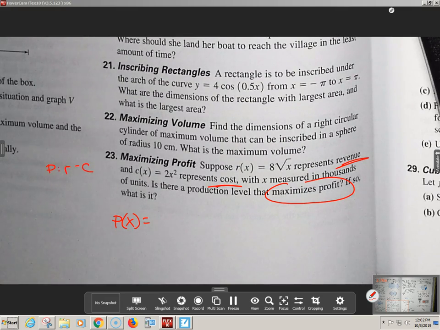R minus C. Yeah. So wouldn't it just be 8 square root of X minus 2X squared? What's your job? Find the max. How? Derivative, critical numbers, go. What are my endpoints?